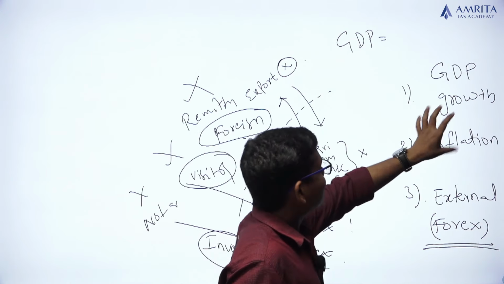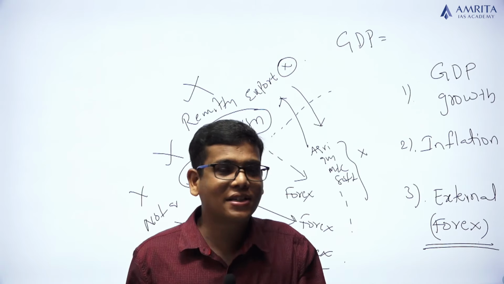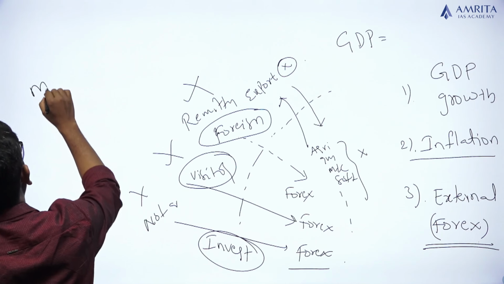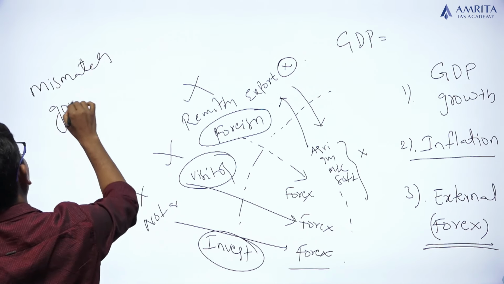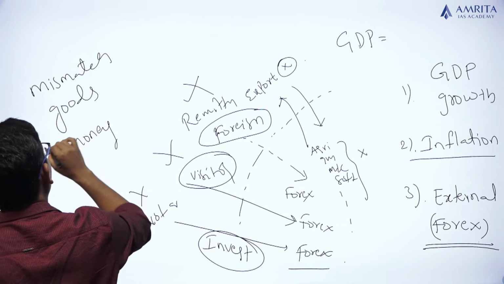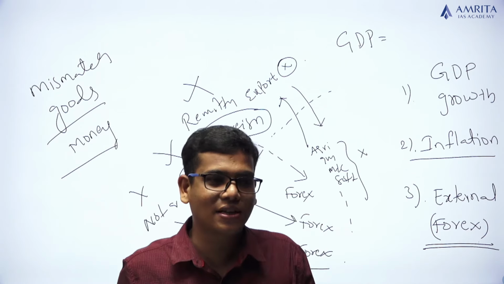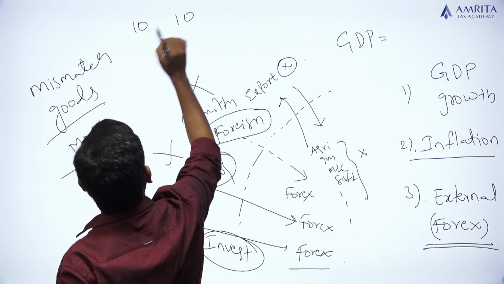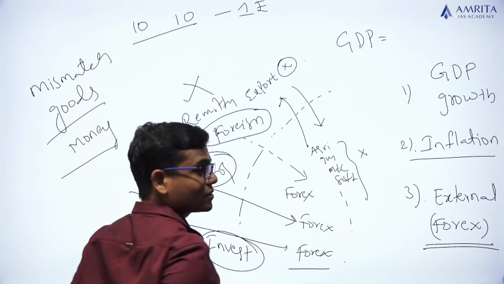Now, what is the problem for this inflation? The problem for inflation is that there is a mismatch between the goods produced in the economy and the amount of money available in the economy. If there is a mismatch between goods and money, then only does it lead to inflation. Suppose I have 10 goods in the economy and 10 rupees in the economy, then it is 1 rupee per product.